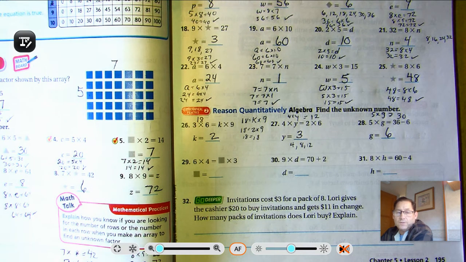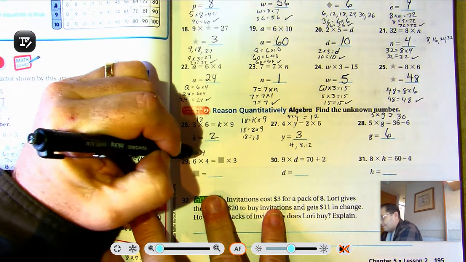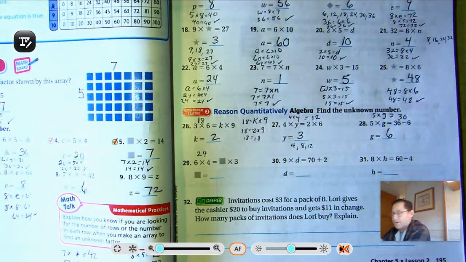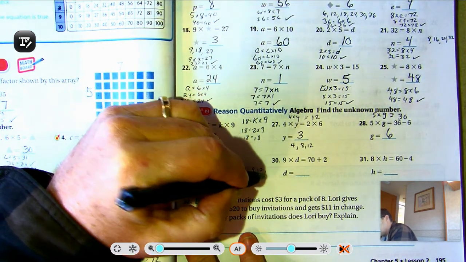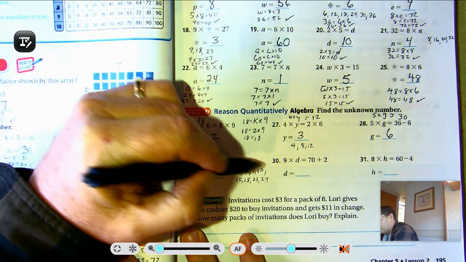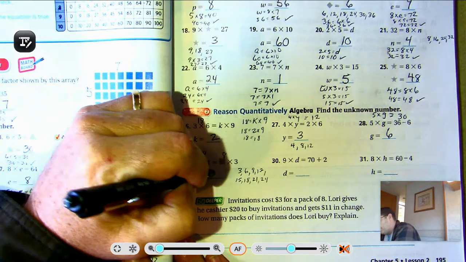6 times 4 equals something times 3. All right, 6 times 4 is the same as 6 times 2 doubled. 6 times 2 is 12. 12 and 12 is 24. So we need to come up with some number times 3 that's going to give me 24. 3, 6, 9, 12, 15, 18, 21, 24. 8. 8 times 3 is 24.